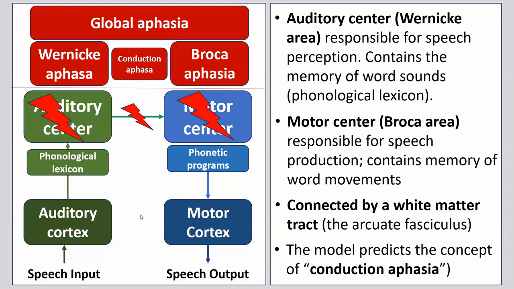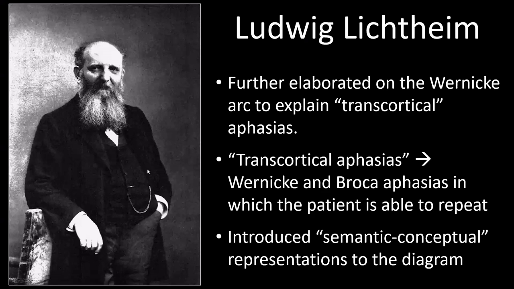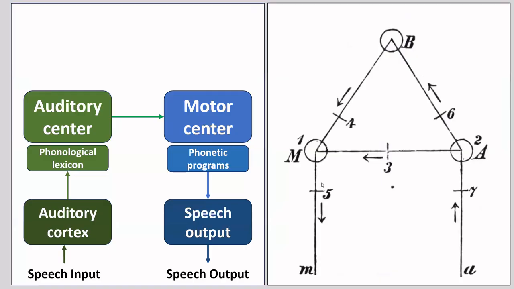So how to explain transcortical aphasias? How to explain that in some cases you have a person with a Wernicke aphasia or a Broca aphasia who is still able to repeat what is being said to him? Well, he said that's because the Wernicke and the Broca area are still intact, but what is damaged are neighboring cortical regions, which basically contain the semantical system, or the semantics, or the conceptual representations. And he added these to the diagram. So how to understand this?